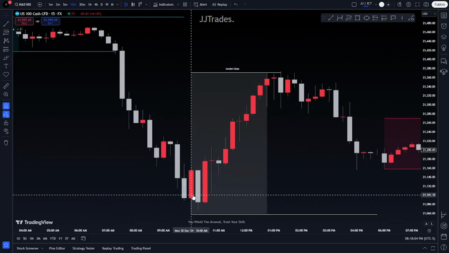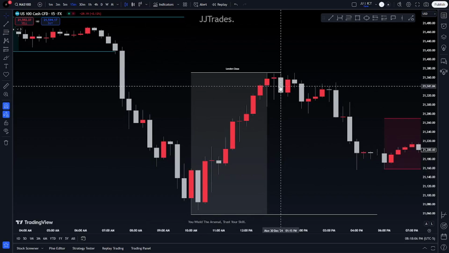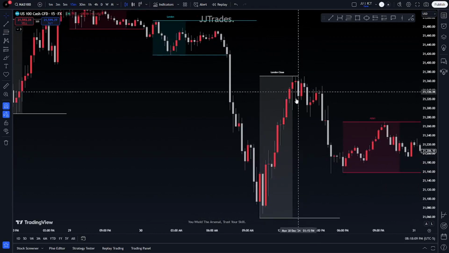Dude's going down, down, down, down, down. London close kicks in. Ooh, it's higher. What is it? Why is it heading higher? Okay. I'm not doing any analysis here.